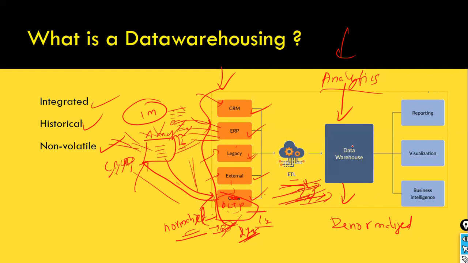So once you store the historical data, the size of the data warehouse will become very huge. You will have petabytes of volume in it. What is a petabyte? 1024 terabytes into 1024 terabytes. This is what a petabyte is. The volume of data is very high.